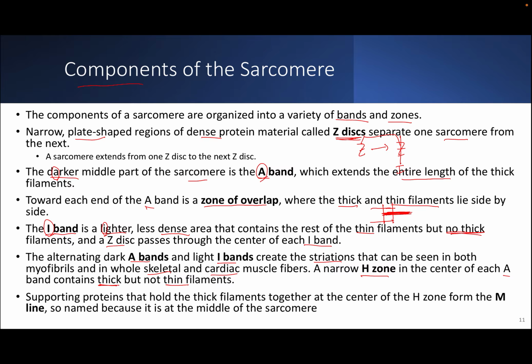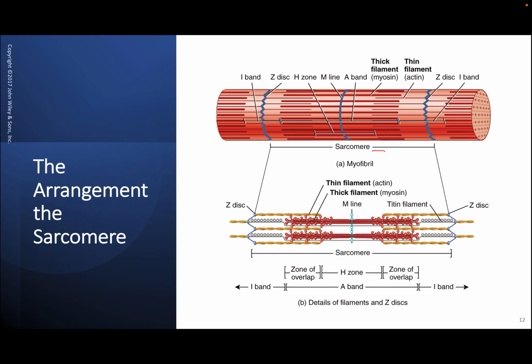And then supporting proteins, of course, are going to help to hold all of these things together. The thick filaments are going to be held together in the center of our H zone. This is going to form the M line, which is named M line because it is in the middle of the sarcomere. Very creative naming system there. So looking at what we've got here, this is our M line smack dab in the middle of our sarcomere. Our sarcomere extends from Z disc to Z disc, with everything in between being our sarcomere. We've got our zone of overlap right here.